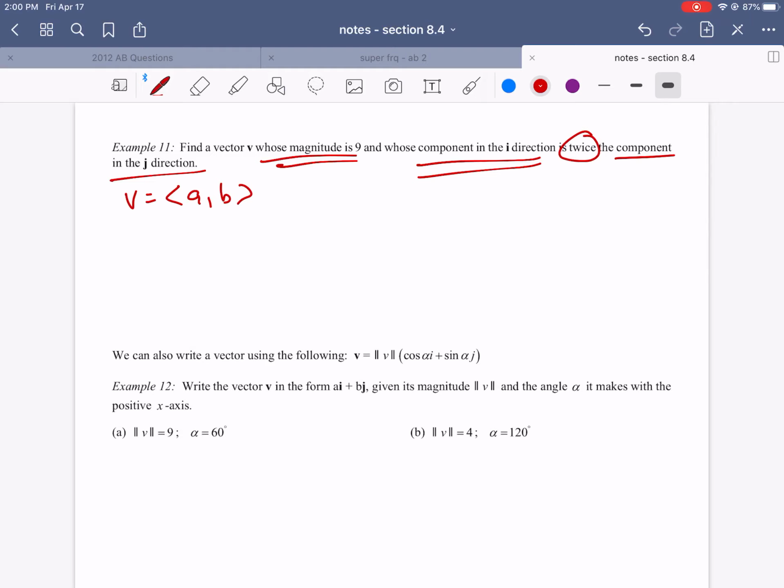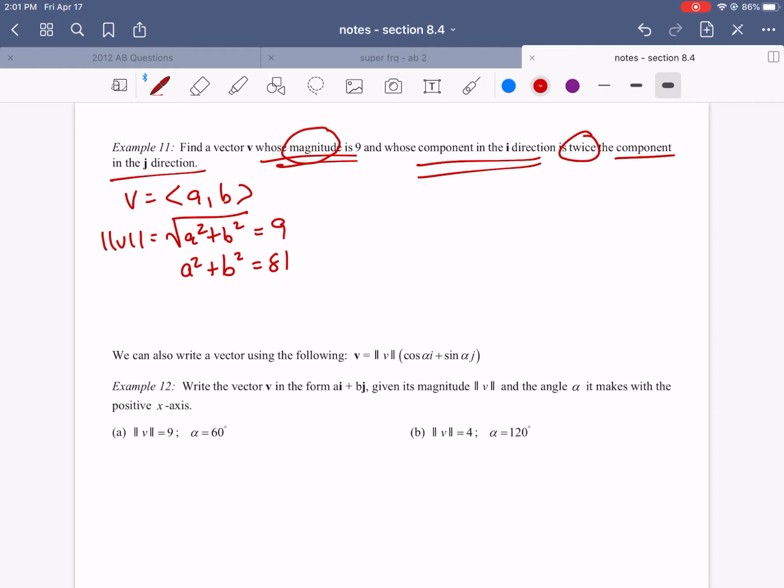Okay, so what this tells me is that the magnitude of vector v is equal to 9. So I know that the magnitude of vector v is the square root of a squared plus b squared, and that tells me that this should equal 9. If you square both sides of that equation, you get that a squared plus b squared has to equal 81. So that's using the first part of the problem in order to set up an equation.